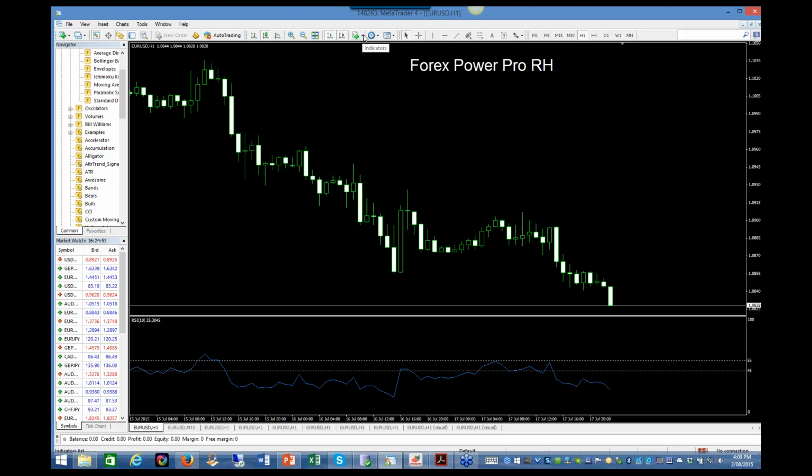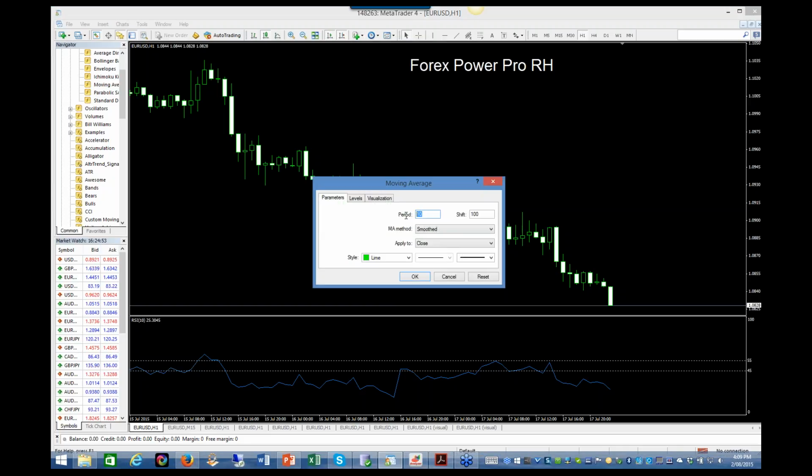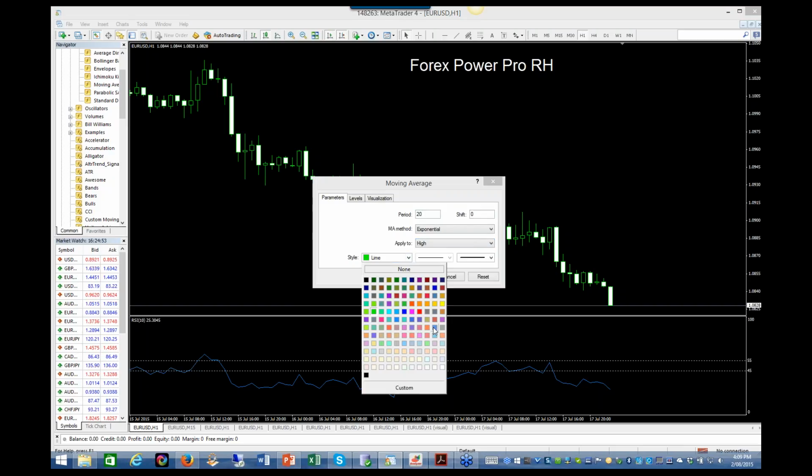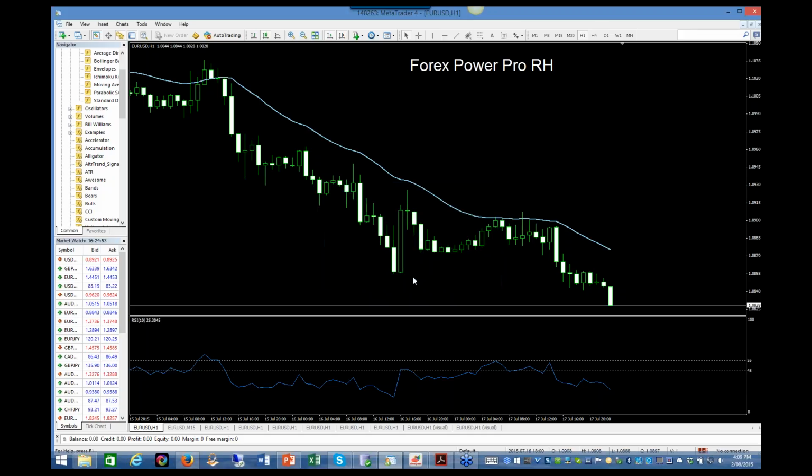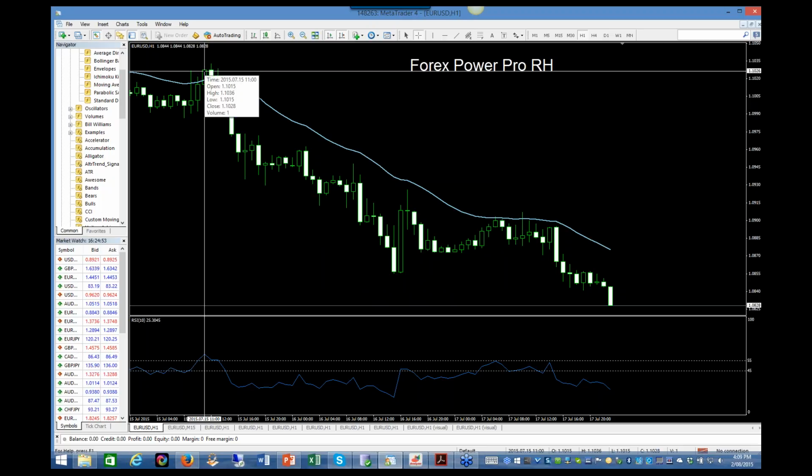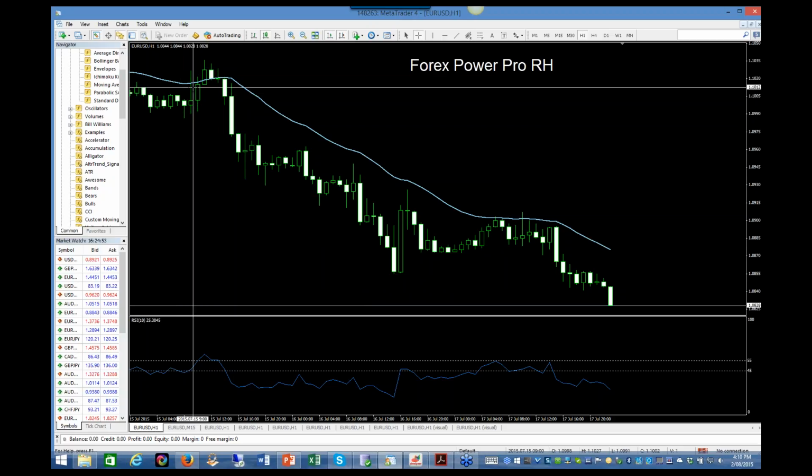Now, the MAs I used are 2, and the first one he uses for the entries is a 20 MA with a 0 shift, and Russ uses exponential, and he applies it not to the close, but the first one is to the high, and we'll give that a blue color, and we'll add that. So this line is a 20 exponential moving average of the highs of the candles. And we use that for buys. So when price closes above this line, and RSI is above 55, we enter a buy. And we set our stop loss at the previous low, which would be here.